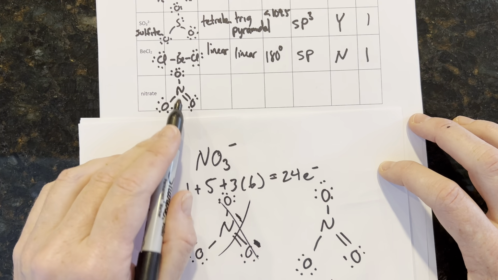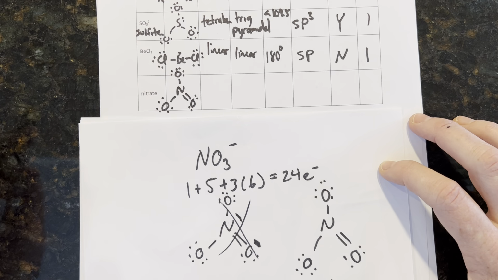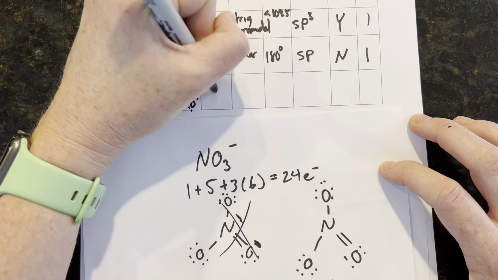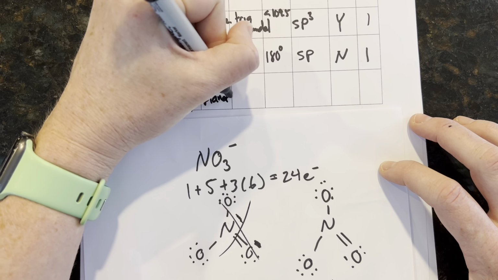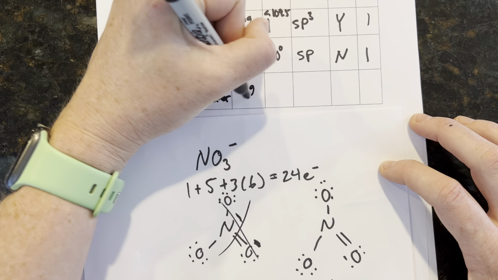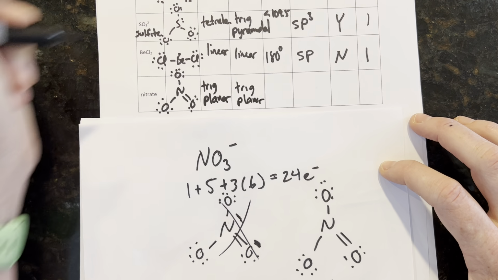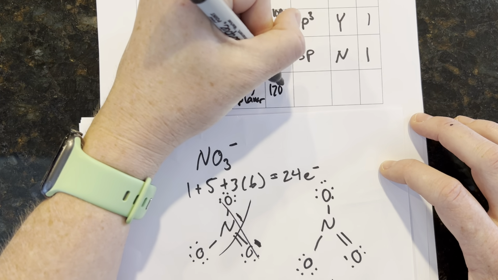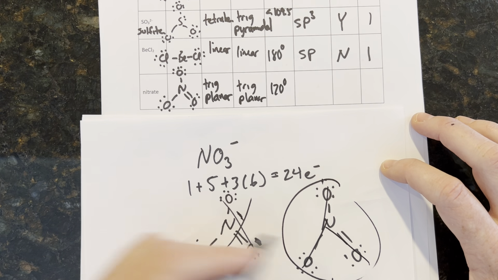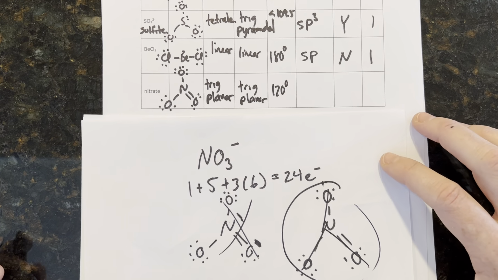Let's look at its shape. It's got 3 things as far away from each other as possible. That's called trigonal planar. It has no lone pairs on it, so it's also going to be trigonal planar. Its bond angle has to be 120 degrees. That's 360, a full circle, divided into thirds, is 120 degrees each.